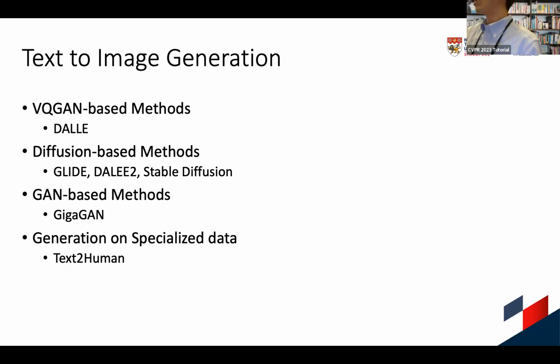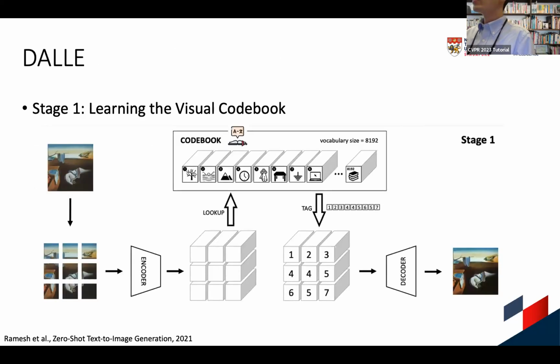And I also talked about how we can use the ideas on very specific kinds of data, like how we can train some prompt-based generation on human-centric data. So the first is the DALL-E work, right? This is a very pioneering work in visual generation using prompts. This paper, zero-shot text to image generation.